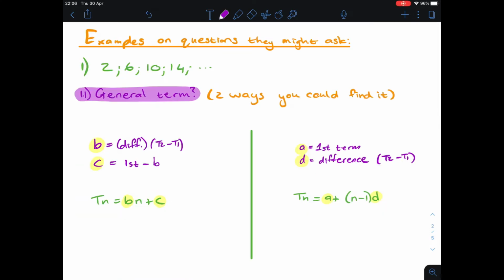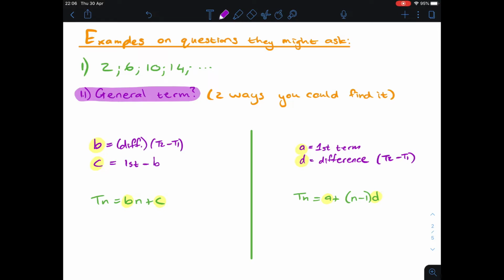Right, so let's look at examples of questions that I might actually ask. So for my very first example, we have 2, 6, 10, and 14, and then so on. So the very first type of question they can ask is, they can ask you for the general term. Now, there are actually two ways to work this out, so I will be showing you both ways. So the very first way is the way we looked at just now. So the very first way, we need to work out a B value and a C value.